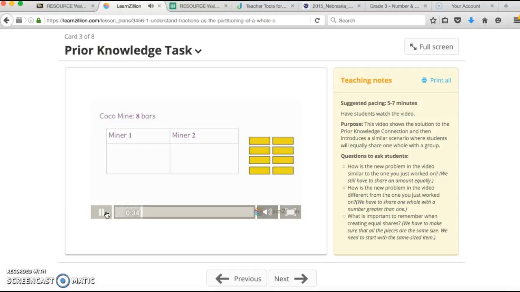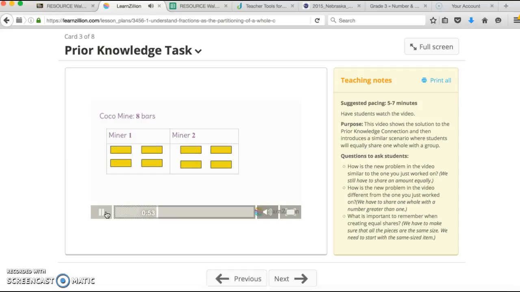Let's start by discussing Cocoa Mine. Because they found 8 bars and 2 miners are sharing those bars, we can figure out how much each miner gets by giving each miner 1 bar until there are no bars left to share. We can see that each miner will get to keep 4 bars.